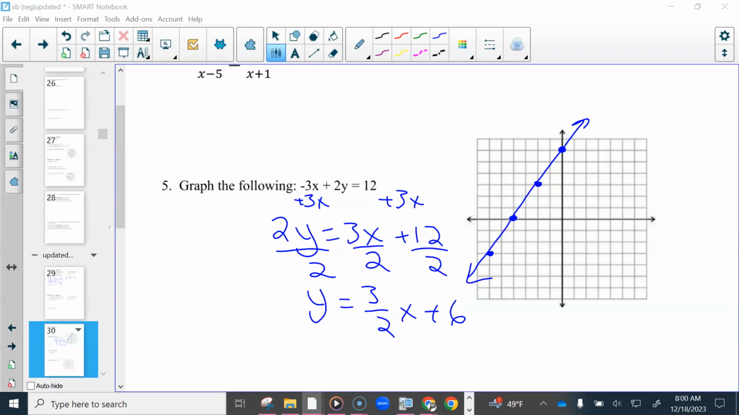Number 8, we would have to solve first. Divide both sides by 2. Would that be direct? Yes. What would the k value be? 5 over 2.